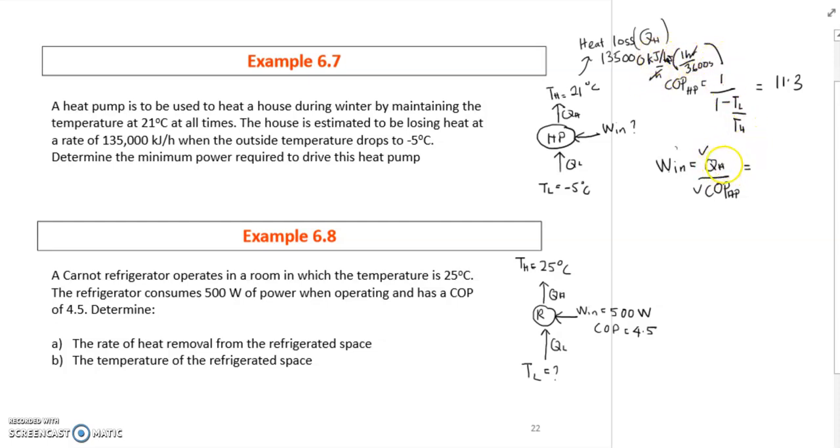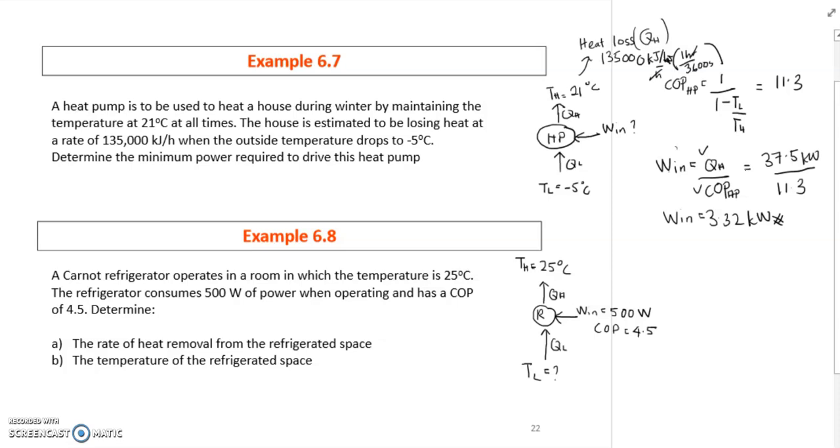You will get QH as 37.5 kilowatt. So divide by 11.3, and your work requirement is 3.32 kilowatt. So this is the answer for example 6.7.